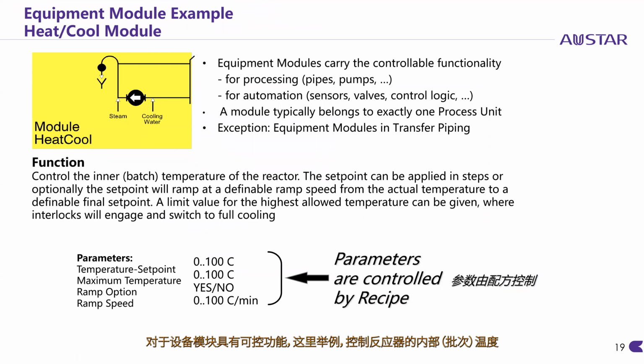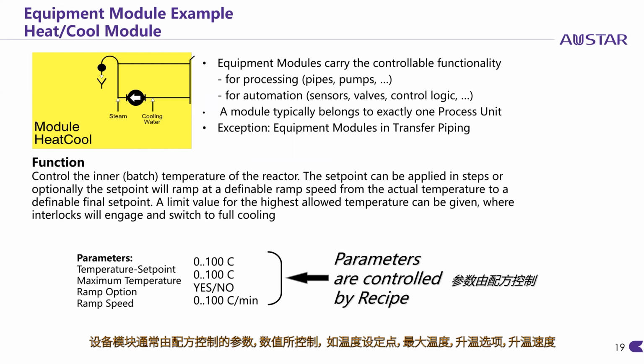The rule of belonging to exactly one process unit has to be broken for modules that we have in transfer piping, because if we didn't do that, it would really complicate the design. So the module carries the functionality. This can be defined with a specification, like today in this heat-cool example, where we say we want to control the inner batch temperature of the reactor. And we can apply the set point in steps or in a ramp, etc. When we reach a limit, we will switch to cooling to save the product.